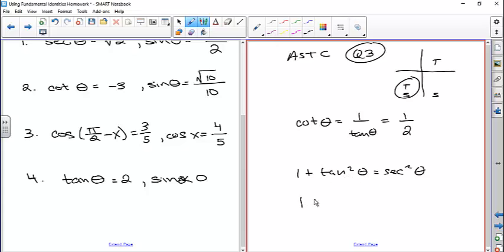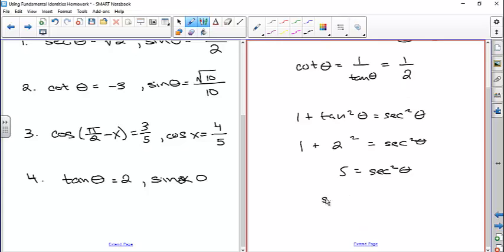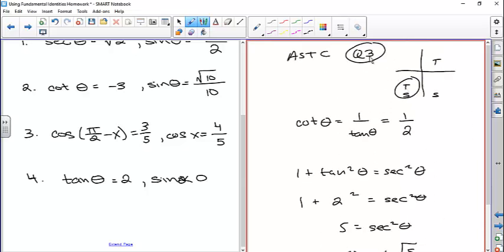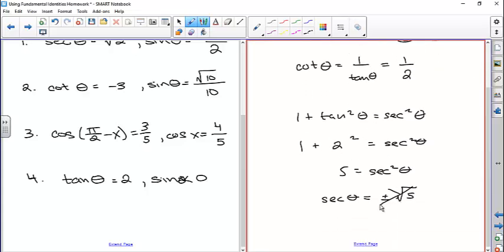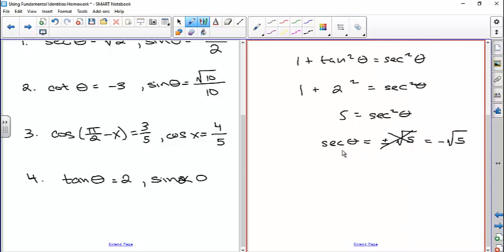So we're going to have 1 plus the tangent, which is 2 squared, is equal to secant squared of theta. So you add these together, 1 plus 4 is 5. 5 is equal to the secant squared of theta. Take the square root, you get the secant of theta is plus or minus the square root of 5. Now, is it plus or minus? Well, we're in the third quadrant. In the third quadrant, the cosine is negative. So we're going to say it's negative the square root of 5, because the cosine is negative, so therefore the secant is negative.